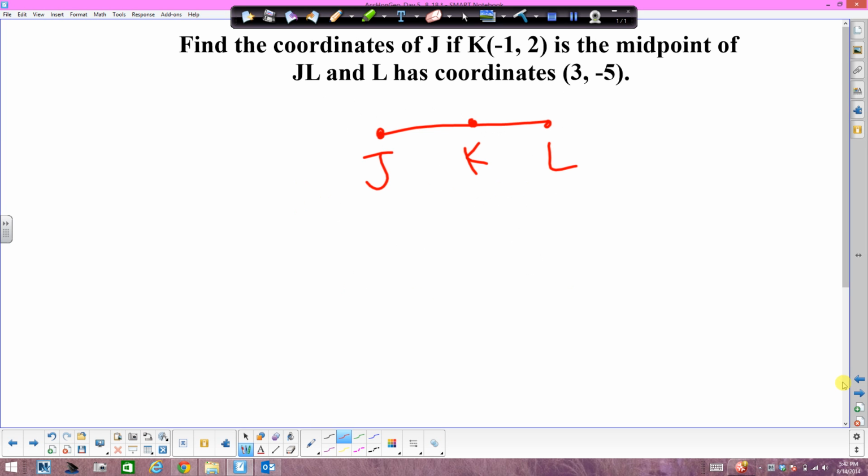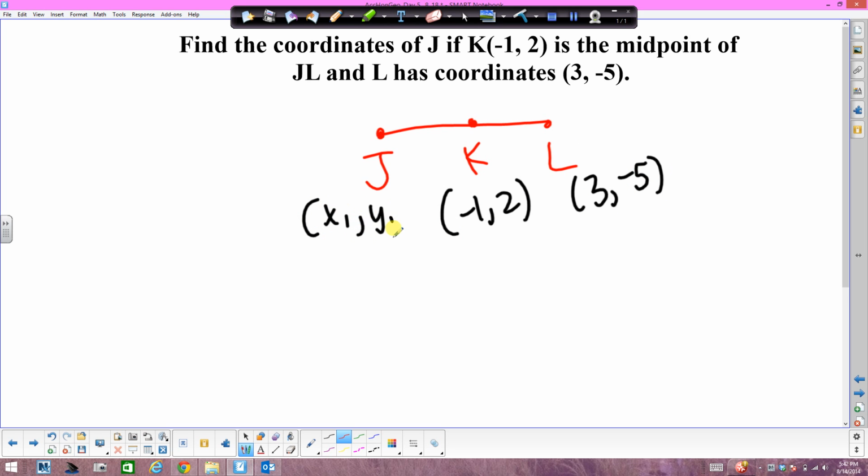Alright, this problem's a little different. Find the coordinates of J if K is -1, 2, and it's the midpoint of JL and has coordinates at L of 3, -5. So we're trying to figure out these coordinates. So if you think about that, these are the endpoints, and we're trying to find the midpoints. We're trying to find the endpoint.